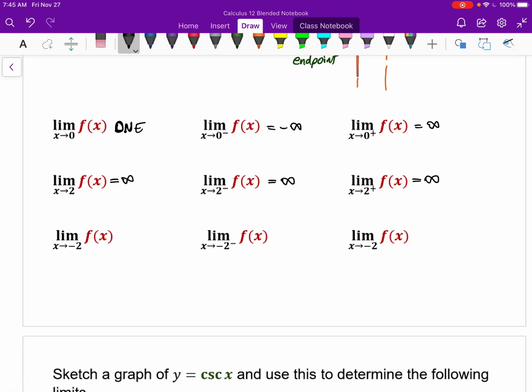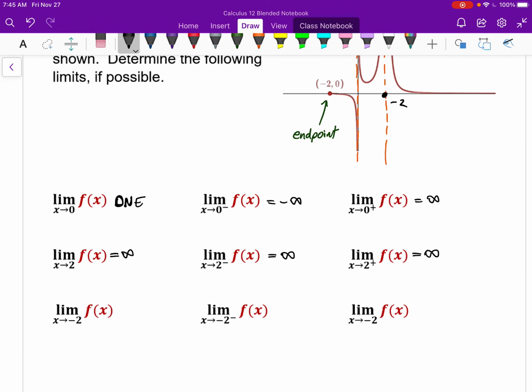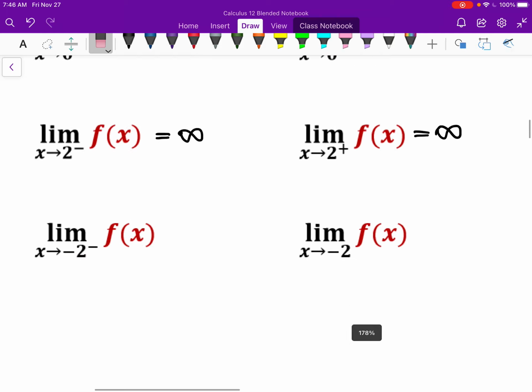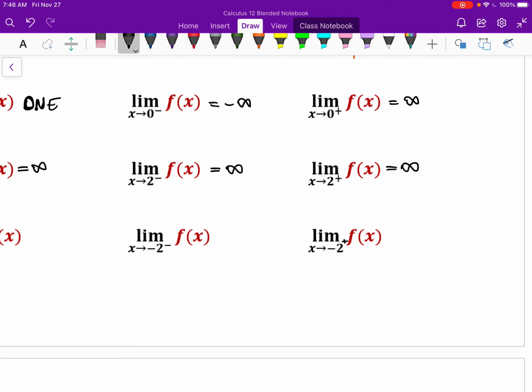And finally, what about when I approach negative 2? Well, first of all, I'm going to do this in reverse order. As I approach negative 2 from the, I feel like I have a typo here. Yes, I do. There we go. This last one should have a plus right here. There we go. So yeah, I do want to start from this one.